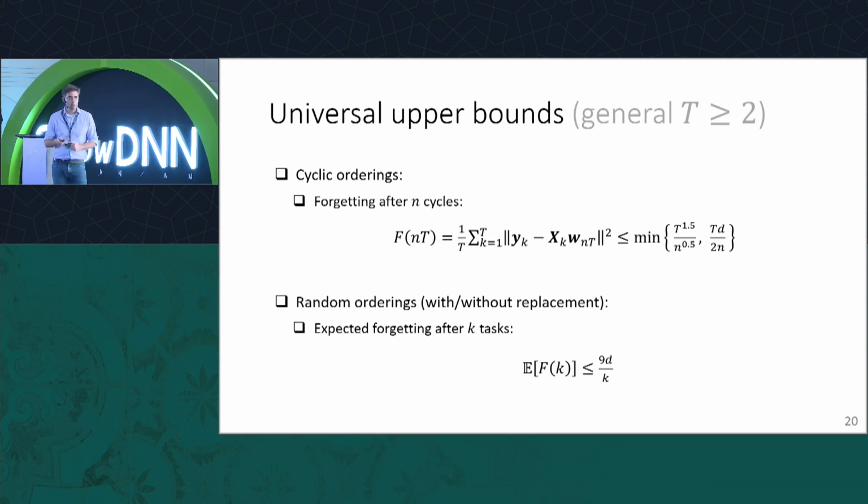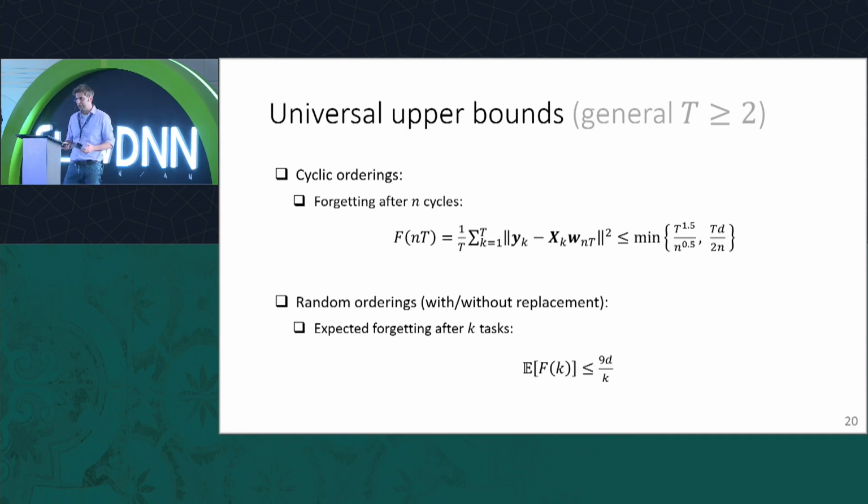Another case where you can prove a bound, again for a general number of tasks, is if you do random ordering, stochastic ordering, not cyclic ordering, with or without replacement. In that case, we look at the average forgetting over this random ordering of tasks, and we see that it behaves as 9 times d over k. So again, if you do averaging, you can get rid of this dimension constant.